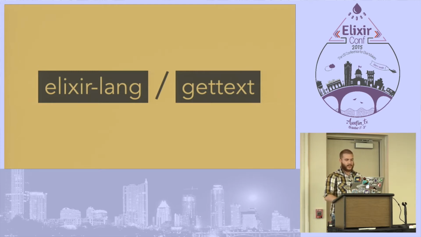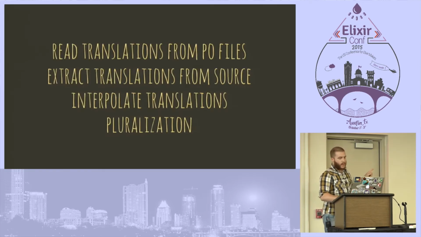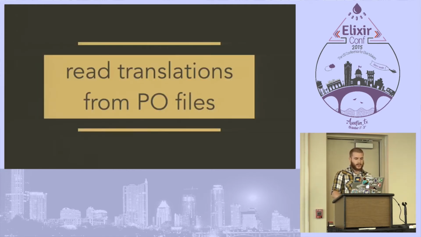So let's talk about the most interesting features of Gettext, and we'll look at the implementation of those features. And we're going to see a lot of compile time stuff that we took advantage of to make Gettext very simple at runtime and very fast at runtime as well. So what we're going to look at: how Gettext reads translations from PO files, how it extracts translations from source, which we're going to talk a lot more about later, how it does string interpolation in translations, and how it does pluralization. So first one, how it reads translations from PO files. This is the easiest one.